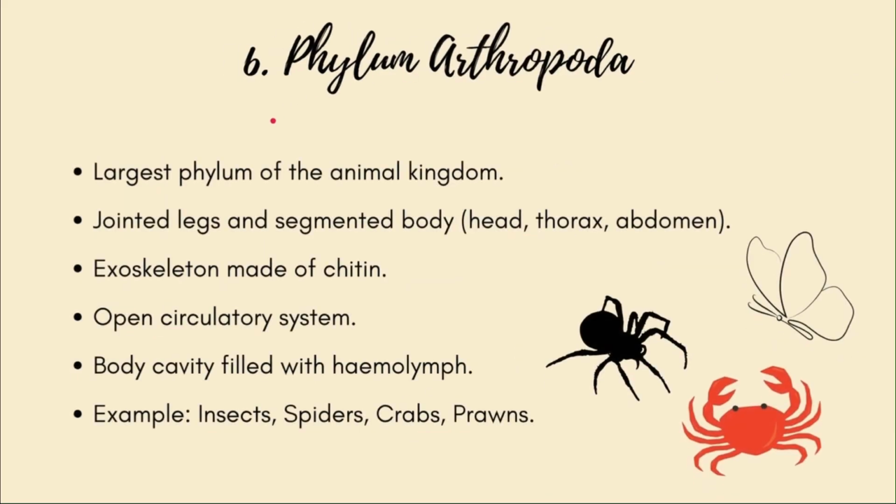Arthropods form the largest group of animals, including insects, spiders, and crabs. Their name means jointed legs. They have a tough exoskeleton made up of chitin for protection and support. The body is divided into head, thorax, and abdomen. Their circulatory system is open with blood like fluid called hemolymph.